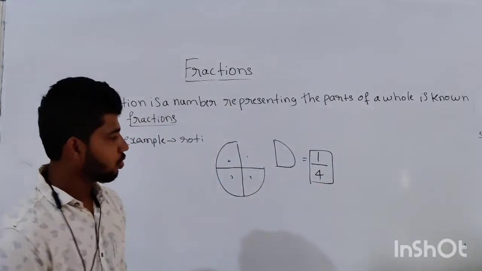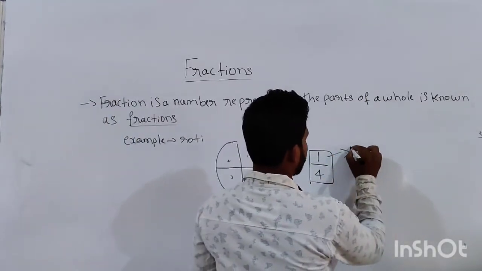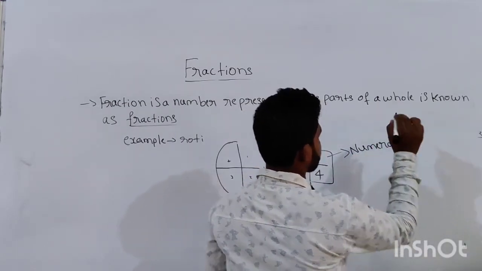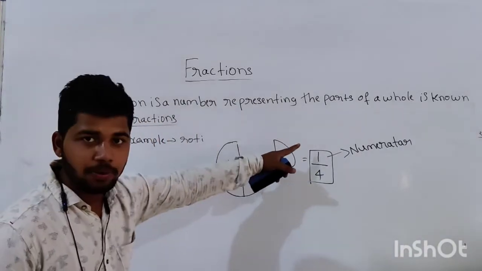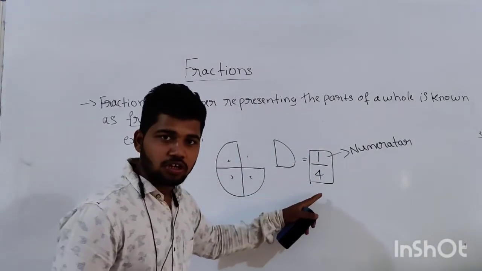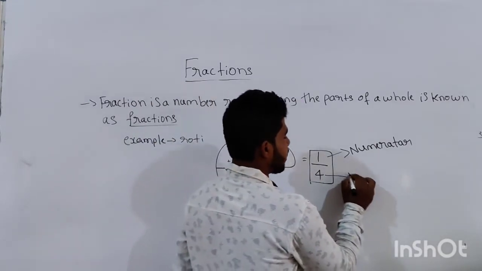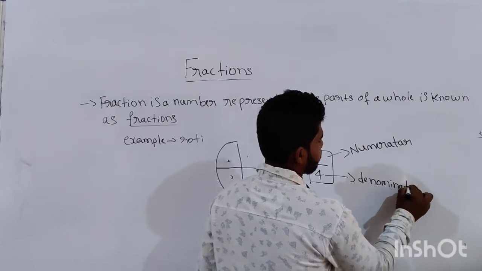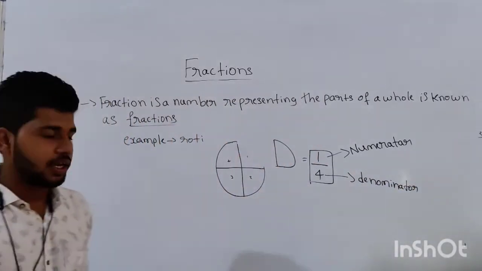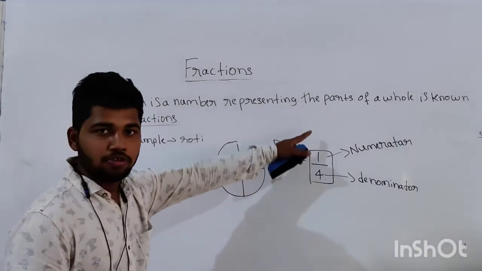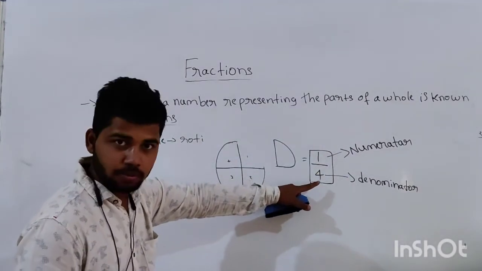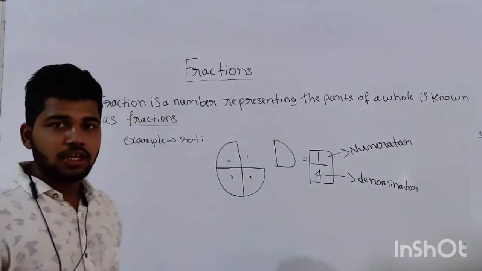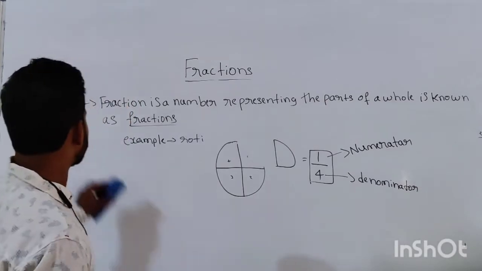In the 1 by 4, 1 is called the numerator. The upper portion is called the numerator, and the lower portion is called the denominator. 4 is called the denominator. And now we can discuss the types of fractions.